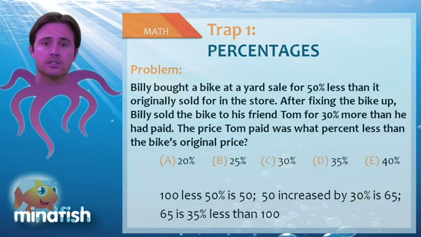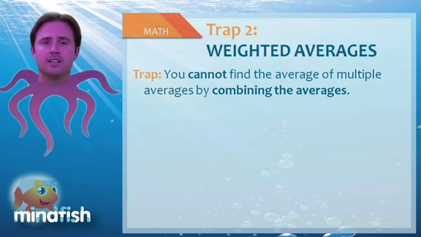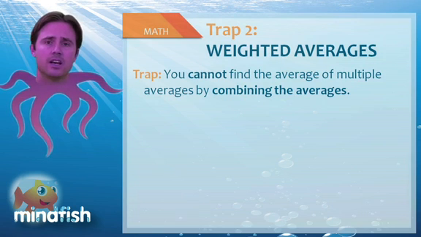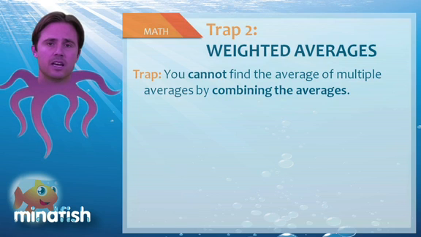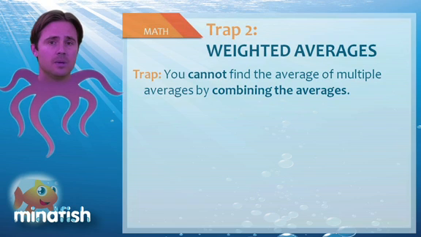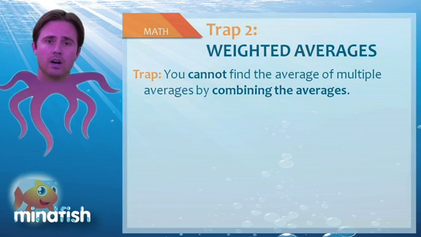So let's take a look at the next trap, which is weighted averages. Again, the tempting trap here is to average averages. So if I said that you got a 90% on 3 tests and an 80% on 2 tests, and I asked what your average score is, it would not be 85. You can't simply average 2 averages.